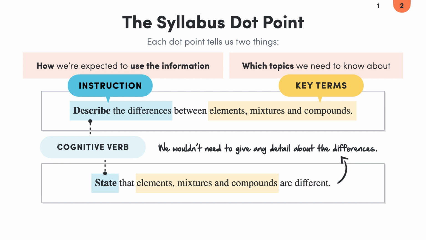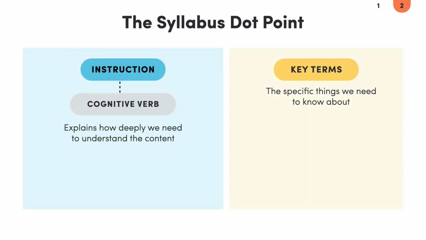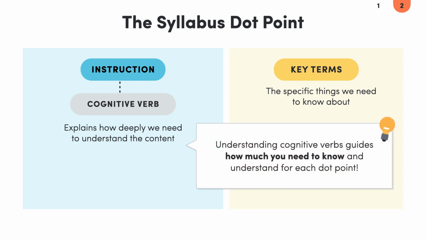So, understanding the meaning of all the different verbs is going to be extremely important for understanding your syllabus, because together with the keywords in the dot points, they'll guide exactly how much information and understanding you're going to need for each topic in the course. It's also going to help out with your exams because you'll know exactly what type of answer you'll need to write out for any given question. To unpack this more, you can jump over to our series on cognitive verbs.